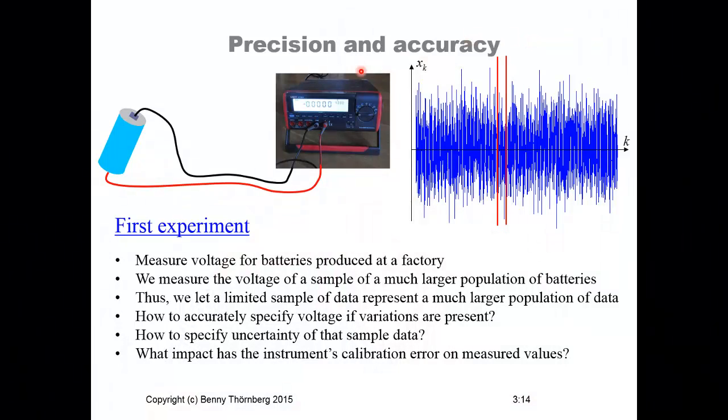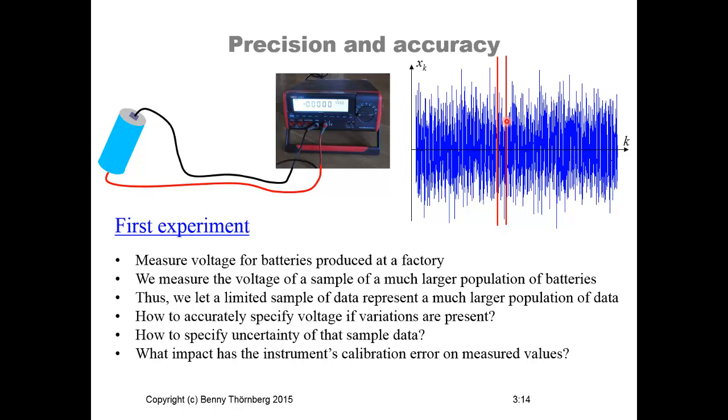What you see here is a voltage meter, and this is a battery. You can imagine that we are producing these batteries at a factory, and then we are taking a large population of measurement values that we define as xk, where k is the number of samples in this large population. We measure the voltage of a sample of a much larger population of batteries, which means that we are measuring a small sample of this larger population.